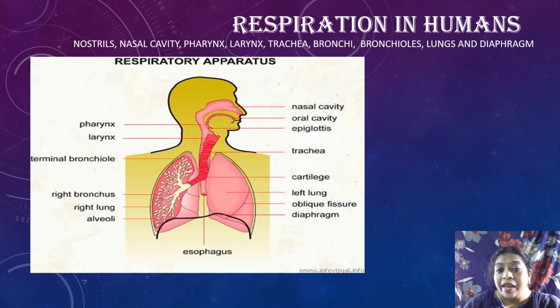Then the bronchi and bronchioles. The lungs are the primary, most important organ of respiration. And the diaphragm, which is C-shaped, as you can see in the curve. This diaphragm plays a very important role in taking in the air and letting the air out. When we go into that topic, you will know what the diaphragm's function is. So this is about the respiration organs in humans.